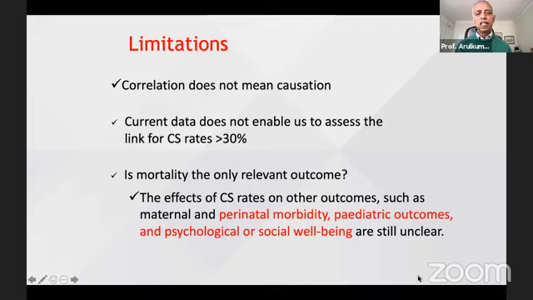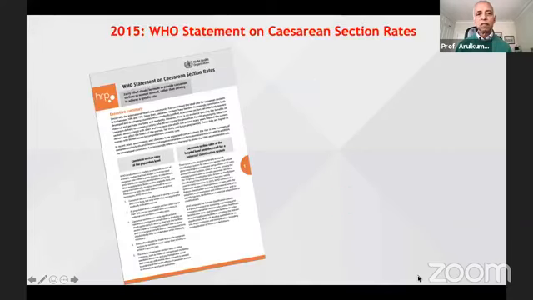So is mortality the only relevant outcome was the next question, because, well, we might be saving on the morbidity. Maybe there are fewer cases of hypoxic ischemic encephalopathy, and pediatric outcome might be better, and there might be better psychological or social well-being for the mother. So we can't really take the maternal mortality or neonatal mortality as the key factors, but we have to look into the other factors as well.